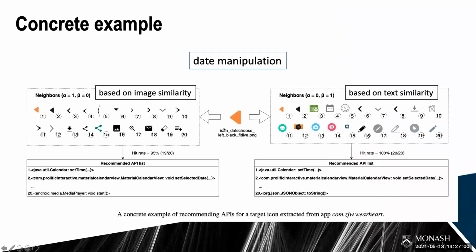This figure shows a concrete example where the icon under development is used to rewind to the past during date selection in a calendar component. The top left box shows the 20 neighbors based on image similarity returned from the training database, while the top right box shows the 20 neighbors obtained through text similarity. Although not all the neighbor icons are closely similar to the target icon, the top ranked icons such as 1, 2, 3 are very similar to the targeted one, and all of them are also relevant to date manipulation.